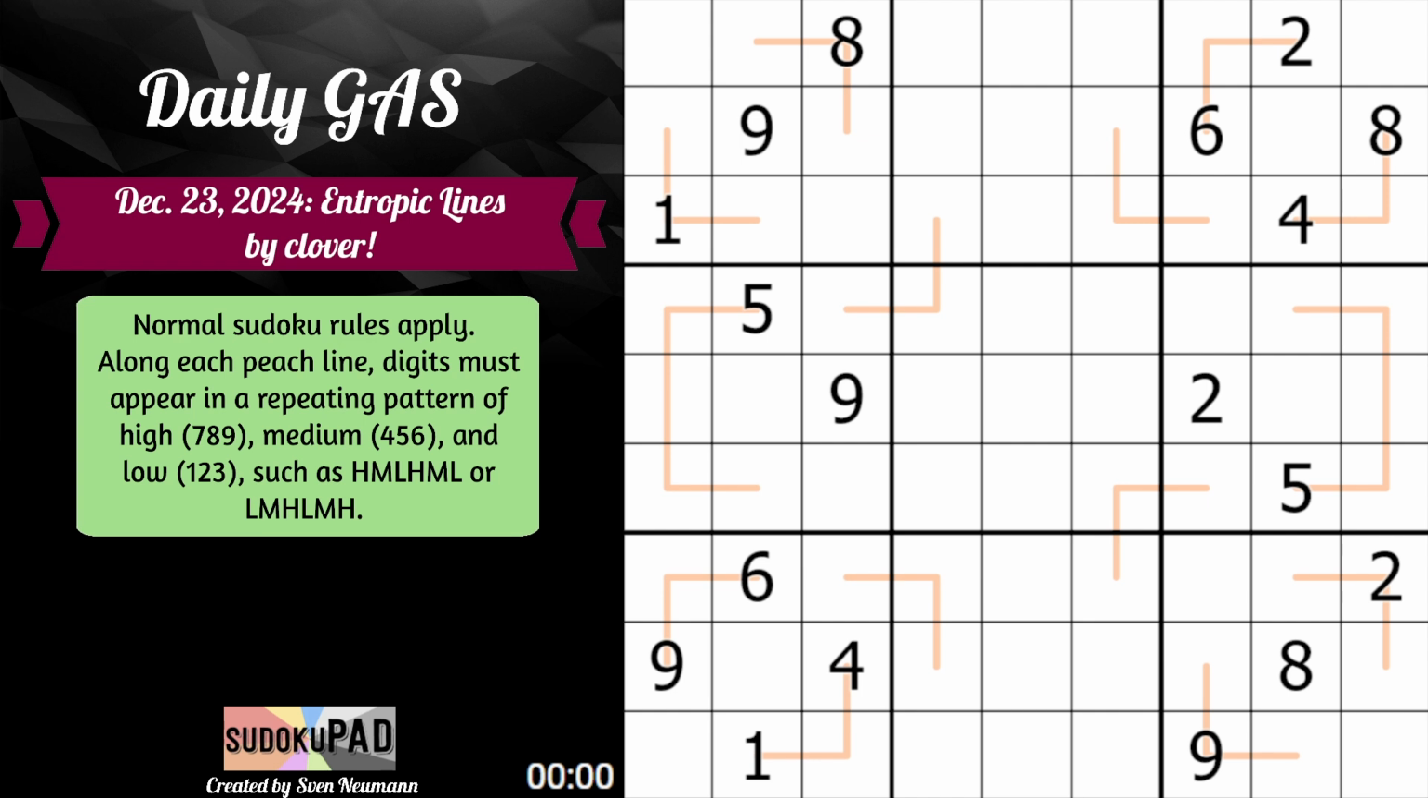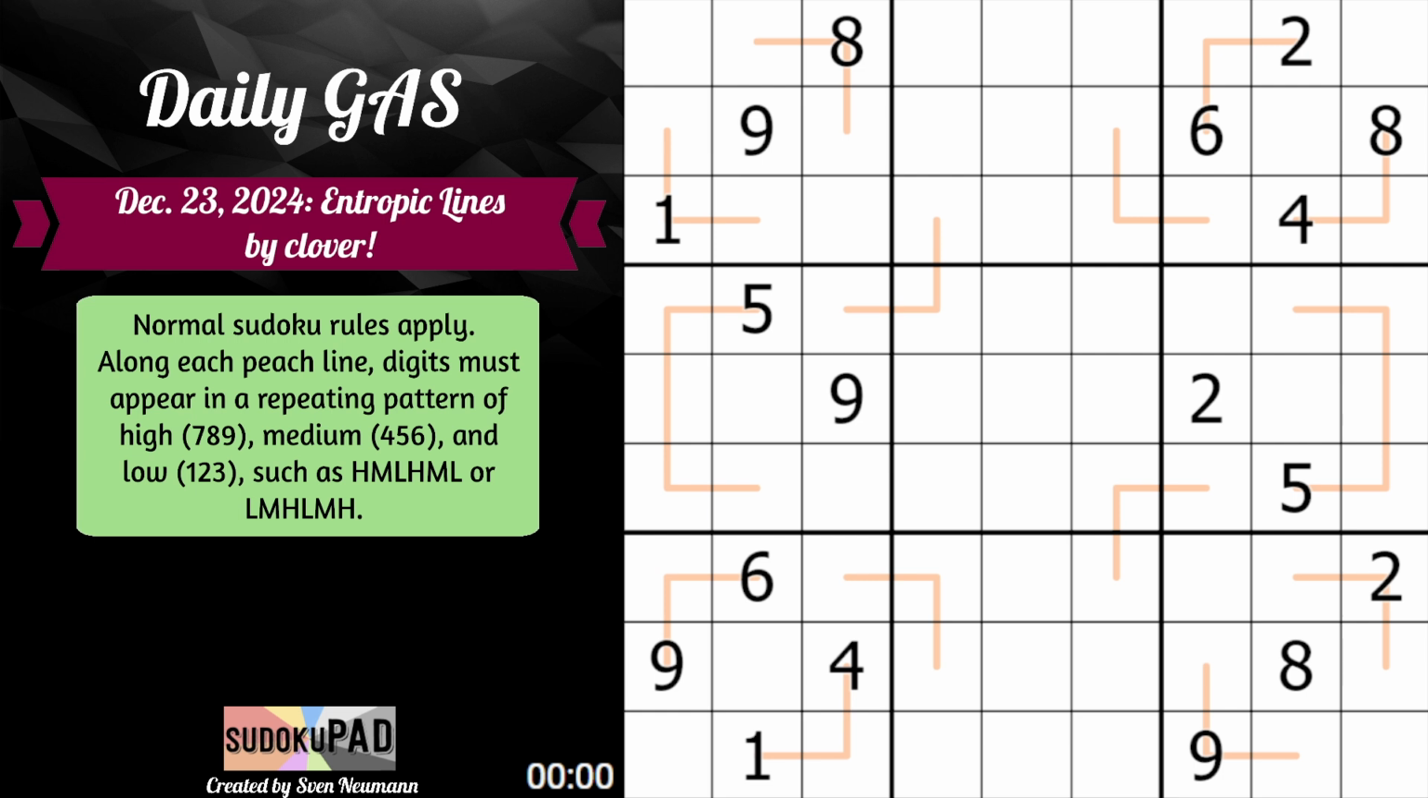Normal Sudoku rules apply. Along each peach line, digits must appear in a repeating pattern of high 789, medium 456, and low 123, such as high medium low, or low low medium high. So, what does that mean?